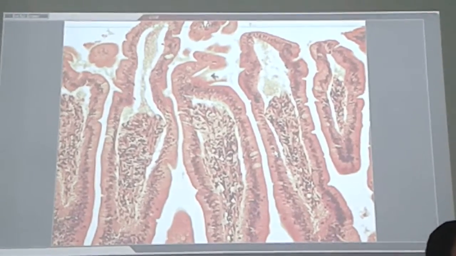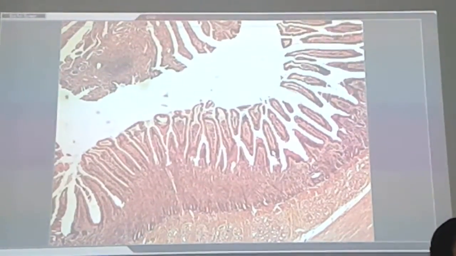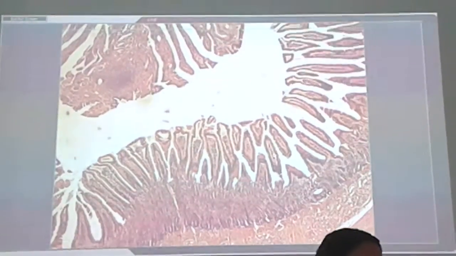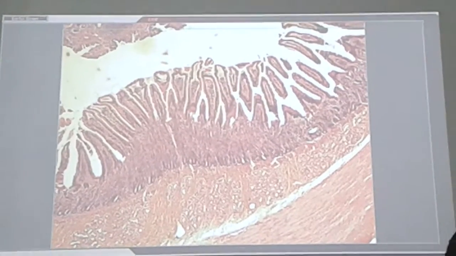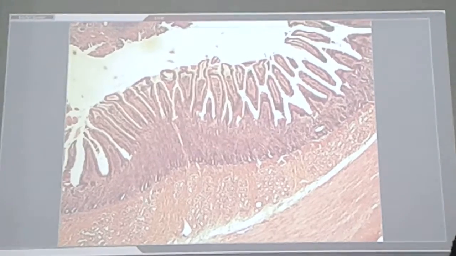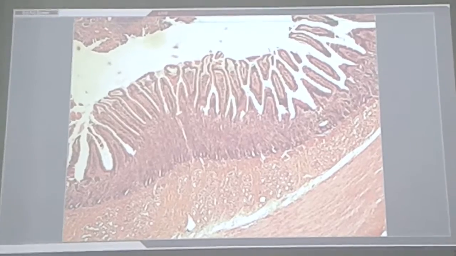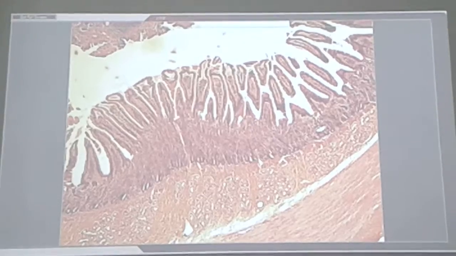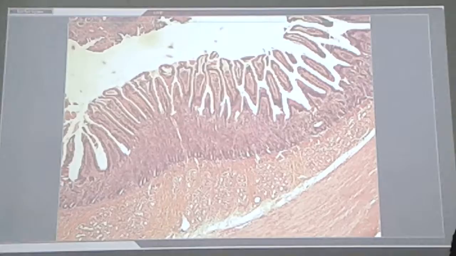It may seem complicated, but I'm going to repeat it one more time. Listen to me very carefully. So in the duodenum, ileum, and jejunum, you have mucosal foldings, like this big mucosal folding. This is called plica circularis. And this plica circularis is made up of villi. So these are villi, individual villi.